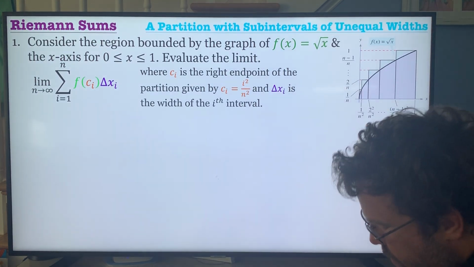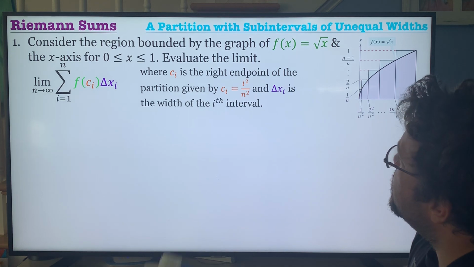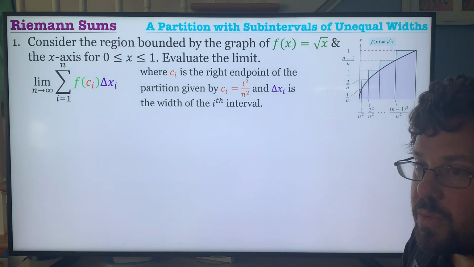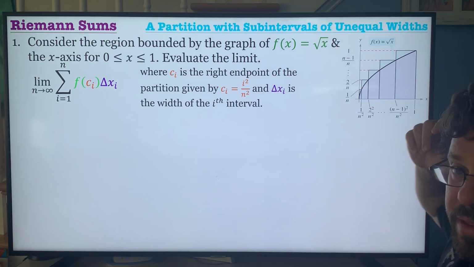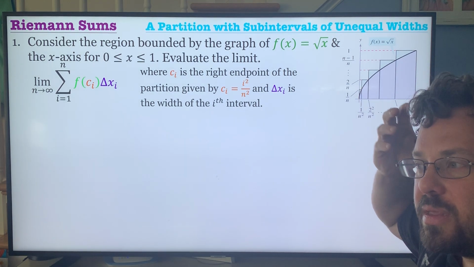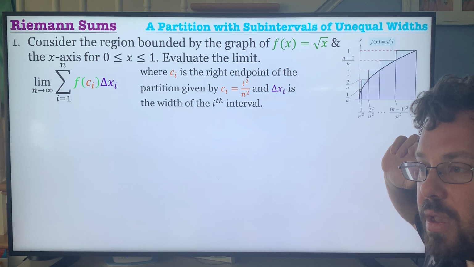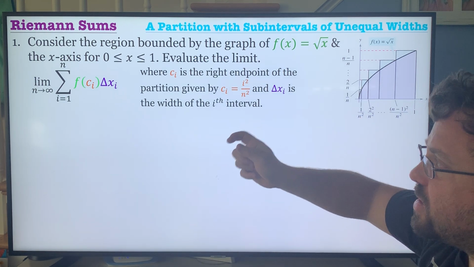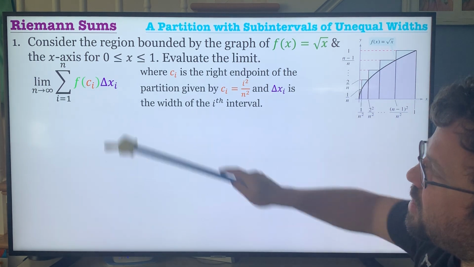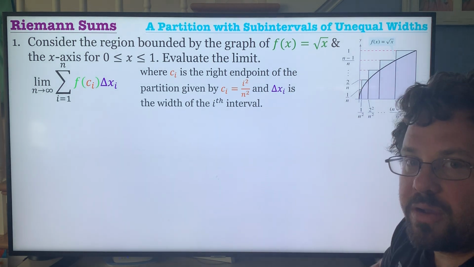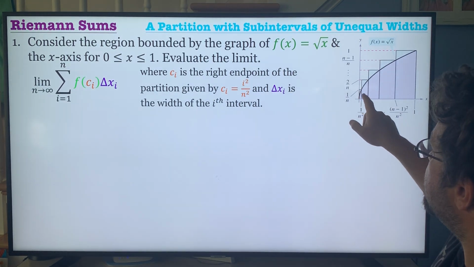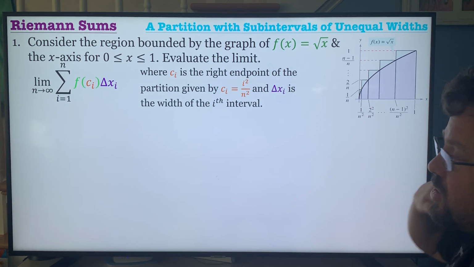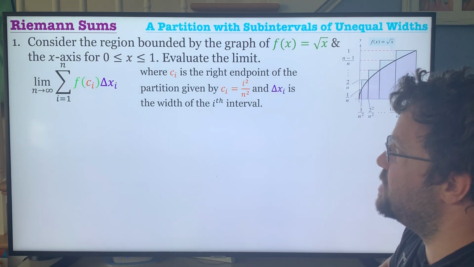So, Riemann sums, partition with subintervals of unequal width. This means, as you can see here, the intervals are not all the same width. The ones that we did before, with the maximums and minimums, every one had the same delta x. Now in this case, delta x is delta x i, so they're different widths. As you can see, this one's skinnier than this one. It gets a little bit larger as you go, and depending on what we do, it changes.